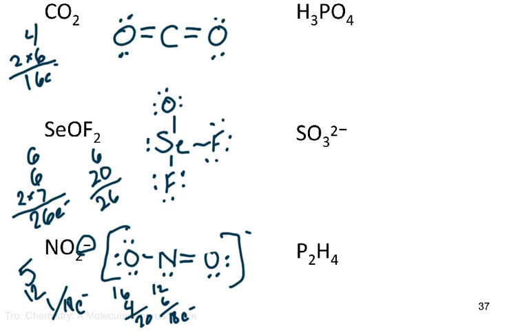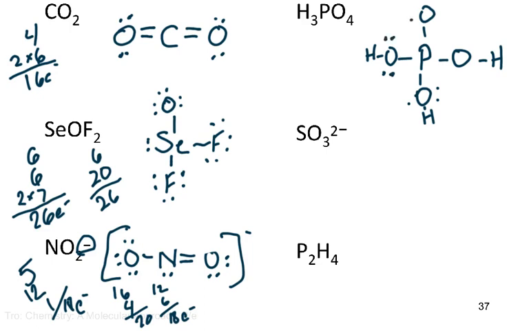Moving up to the next column, H3PO4. This is phosphoric acid. For oxyacids, we put the least electronegative one in the middle, and then we can surround it by oxygens, and then any hydrogens we have are attached to our oxygens. So I'm going to draw in single bonds here, and let's fill in our lone pairs. This one has the extra one because it doesn't have the bond to the hydrogen.